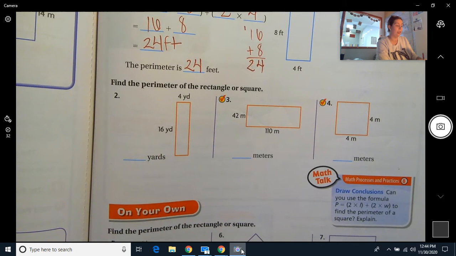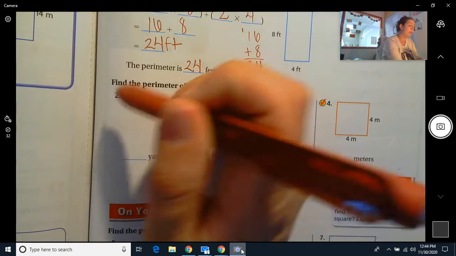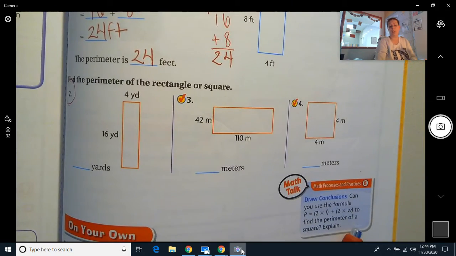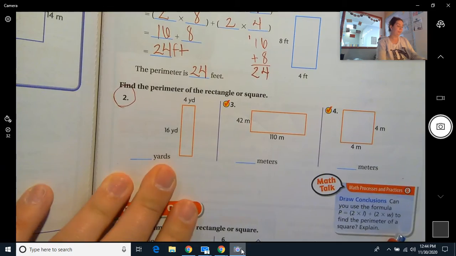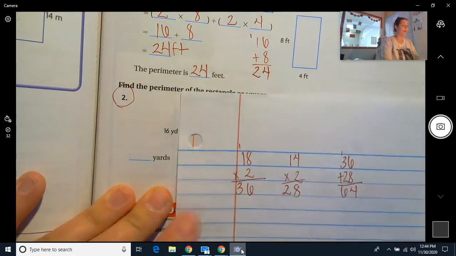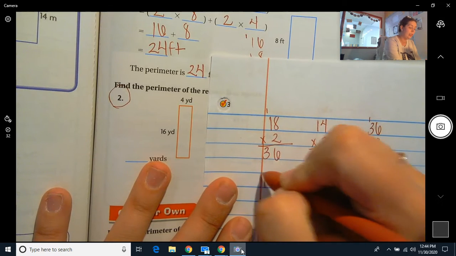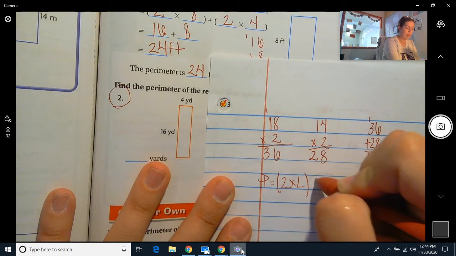I'll give you a minute or two, and then I'm going to go over it with you, okay? So you're just doing number 2 by yourself right now. Make sure your Chromebook is muted and that you are ready to work. I'm going to write out my formula on my scrap sheet. So if you need to grab a scrap sheet real quick, do that as well.